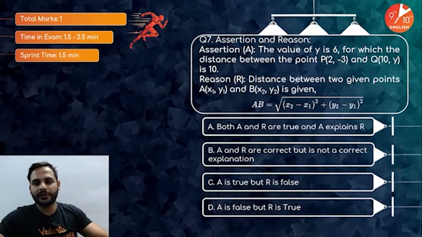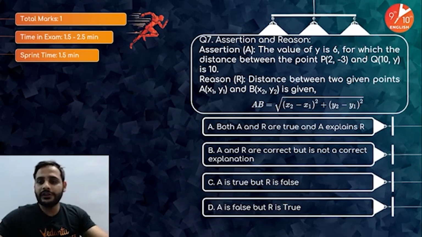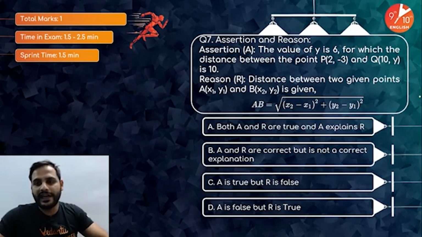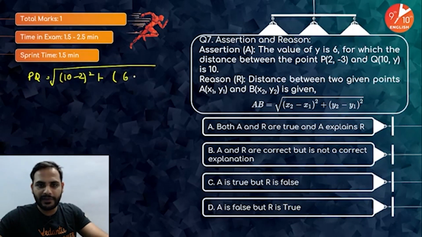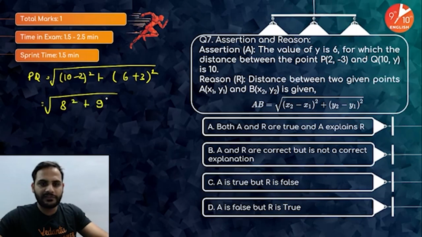Now look. The value of y is 6, for which the distance between P and Q is 10. So if y becomes 6, the distance between P and Q will be 10. So put y as 6. What will the PQ distance be? It will be 10 minus 2 whole square, plus y is 6 minus 3, that is plus 3 whole square. So 10 minus 2 is 8 square, 6 plus 3 is 9 square.